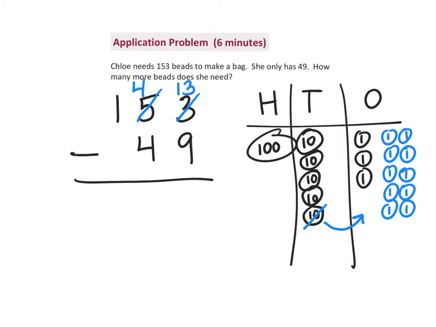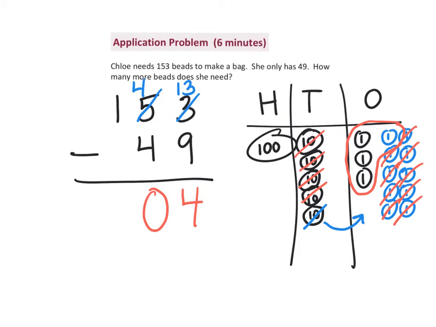So I'm going to cross out 9. 1, 2, 3, 4, 5, 6, 7, 8, 9. So what I have left in my ones place is 4 ones. Okay? Then I'm going to look at my tens place, and I have to take away 4 tens from 4 tens. So here I go. 1, 2, 3, 4. That leaves me with nothing in my tens place, but I still have to put something. I have to put a 0. I have 0 left in my tens place.